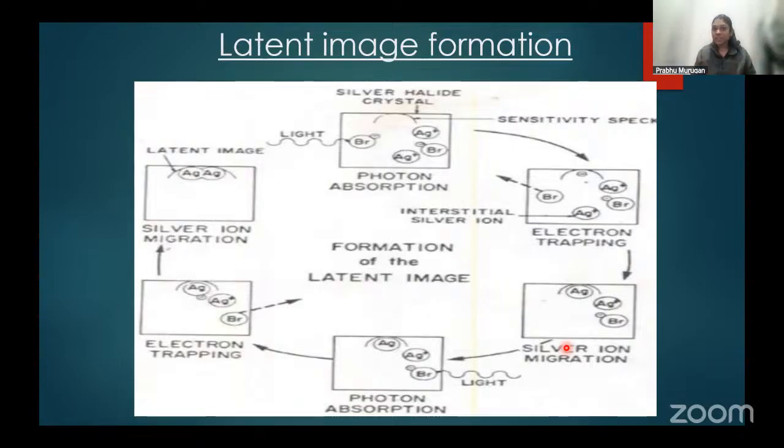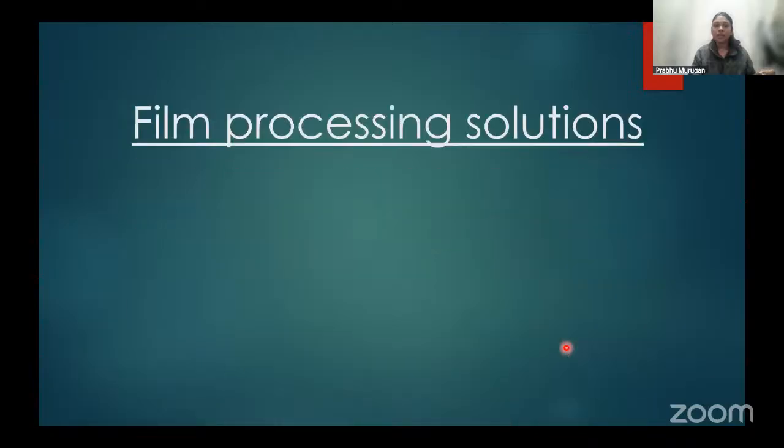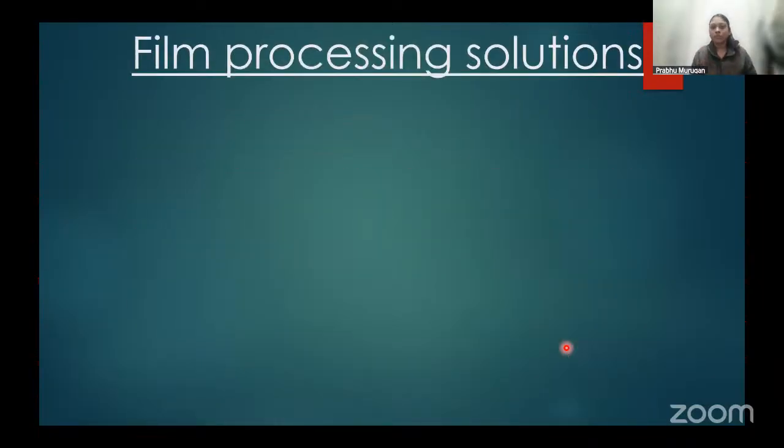The next step is going to be processing. Okay. So we have two types of solutions for X-ray film processing. One is the developer and the second is the fixer. Okay. So what actually happens is when you dip this X-ray film with the latent image inside the developer solution, these free silver particles will get developed and it will result in a black color film. Okay. Black color metallic silver will be formed.